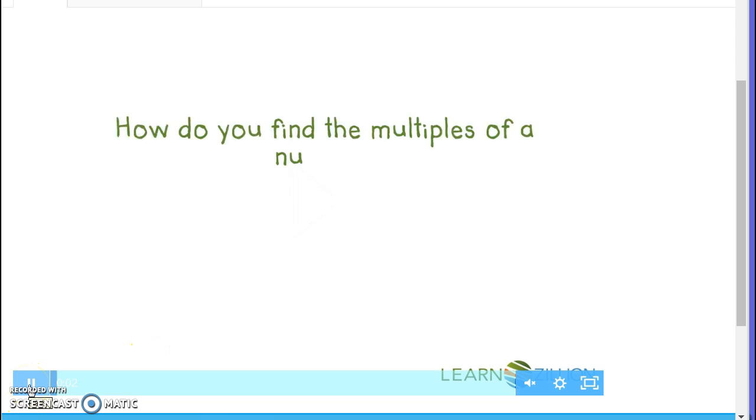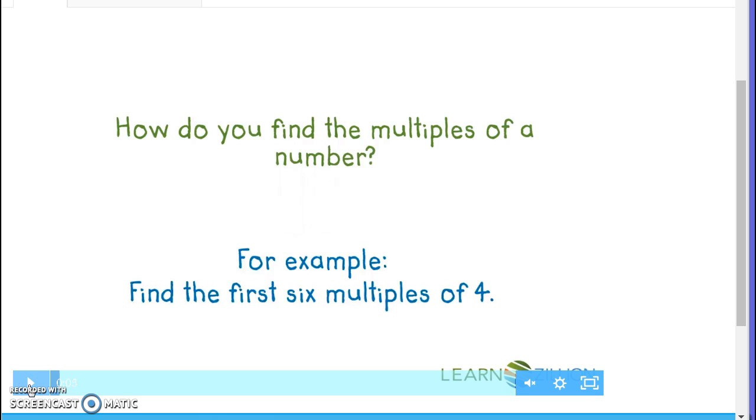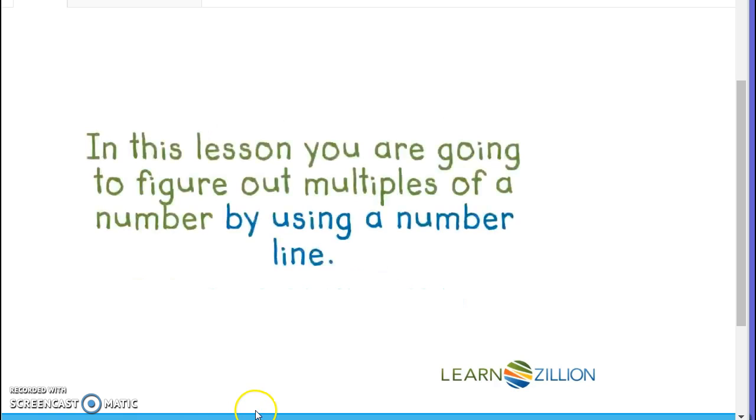So let's look at the question. How do you find the multiples of a number? For example, find the first 6 multiples of 4. So that's something we're going to be looking at a little bit after we do a quick review. Let's look at what we're going to learn in this lesson. In this lesson, you're going to figure out multiples of a number by using a number line. Now there are a few ways to find multiples, but in this lesson we're going to use a number line for the visual, and you'll also see that you can use factors to find multiples, but we're going to focus on the number line method.